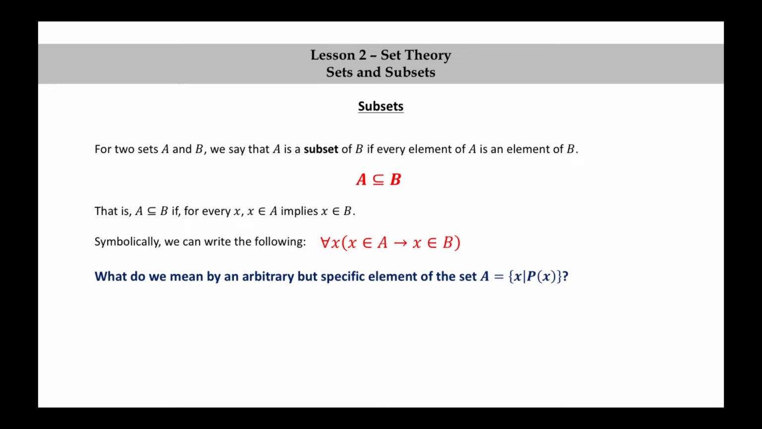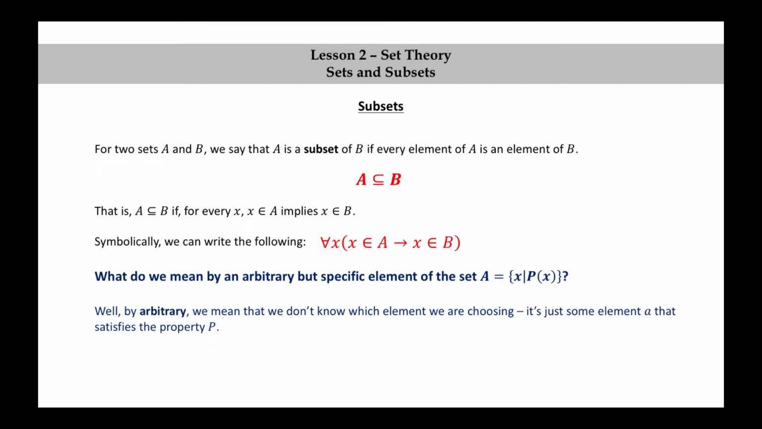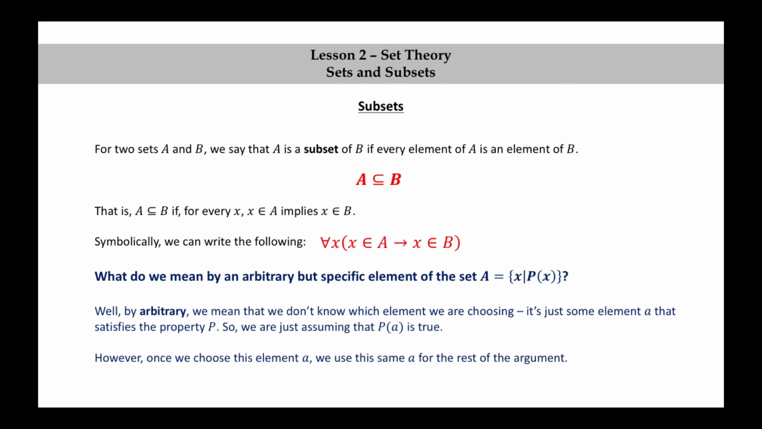Okay, so what do we mean by an arbitrary but specific element of the set A? Aren't those two expressions opposite of each other? Well, by arbitrary, we mean that we don't know which element we are choosing. It's just some element little a that satisfies the property P. So we're just assuming that P of a is true. However, once we choose this element little a, we use the same a for the rest of the argument. That's what we mean by it being specific.